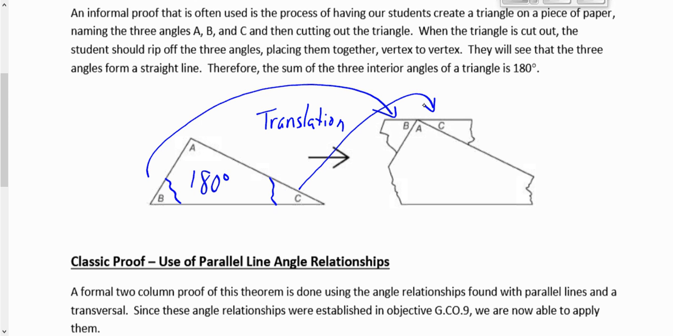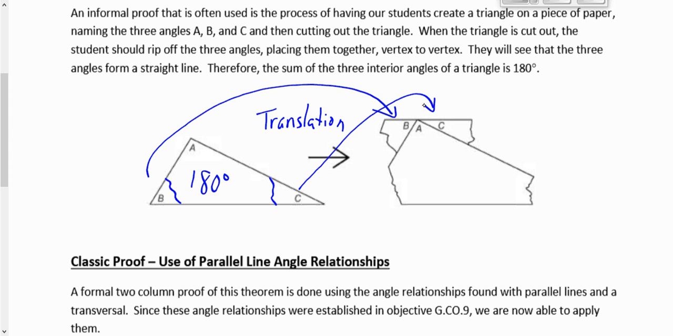What do they form up there? A straight line. And those are now angles of a straight line, right? So what do they add to? 180. We see the connection there? So we took a triangle and were able to make it into a straight line to prove that the angles have to add to 180 degrees, okay?